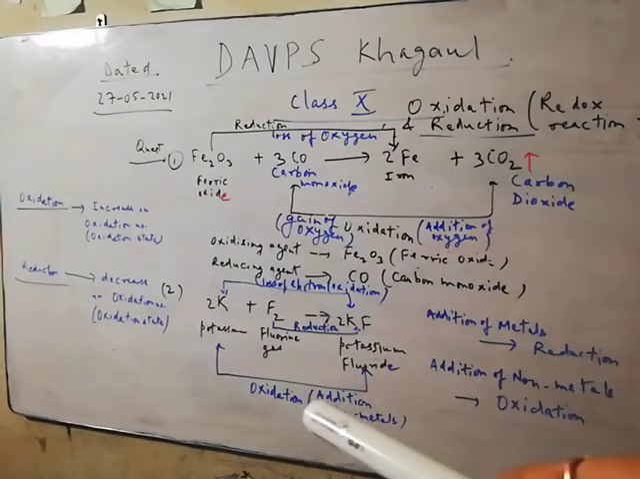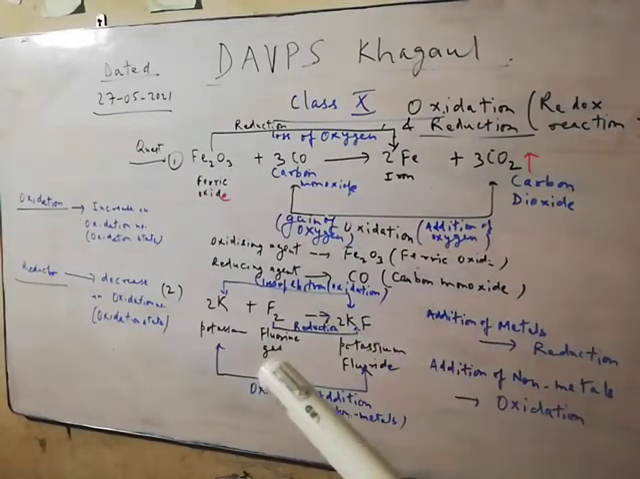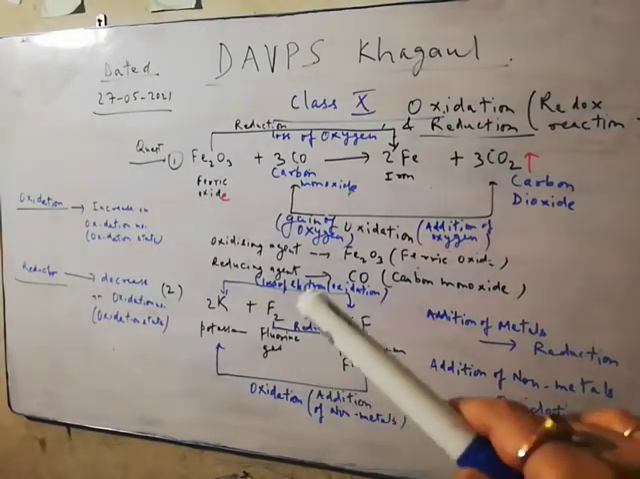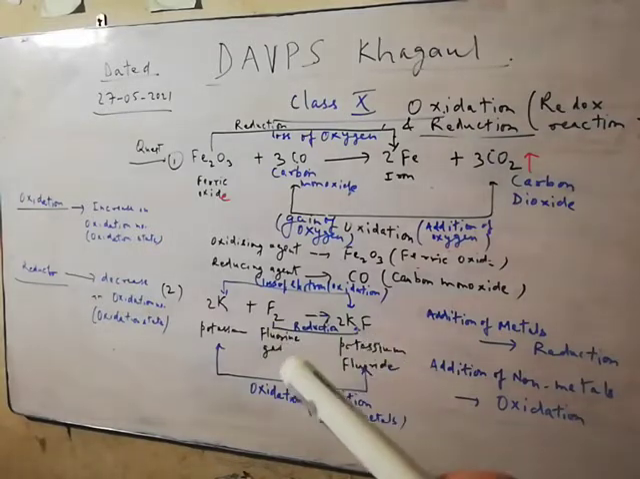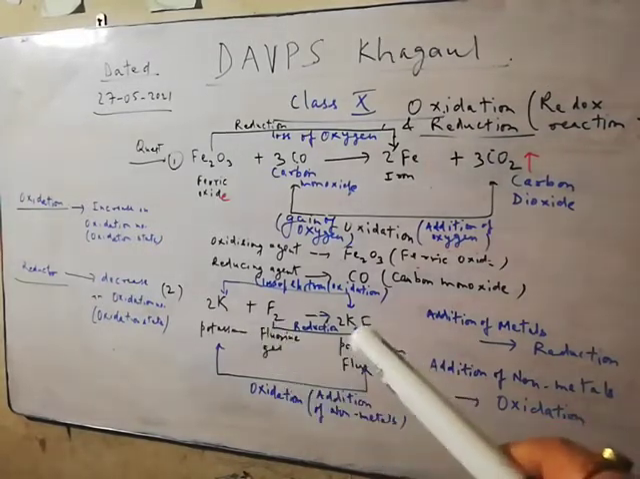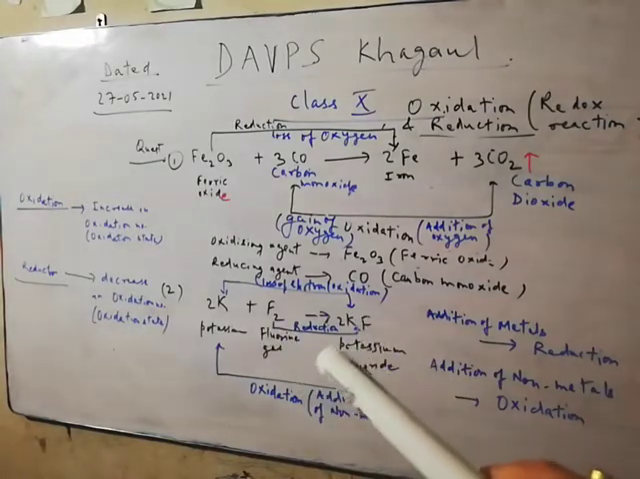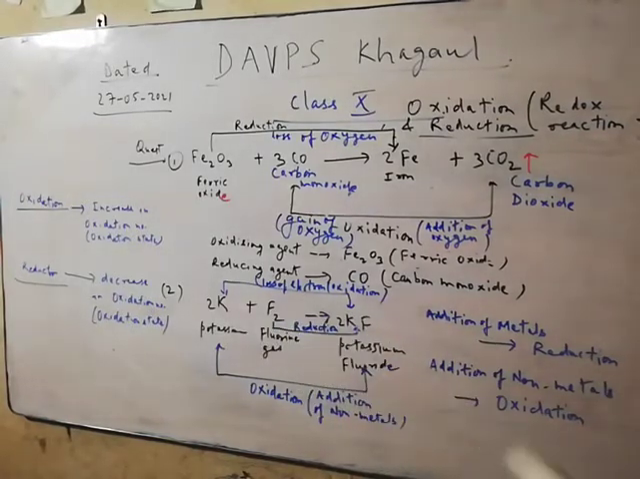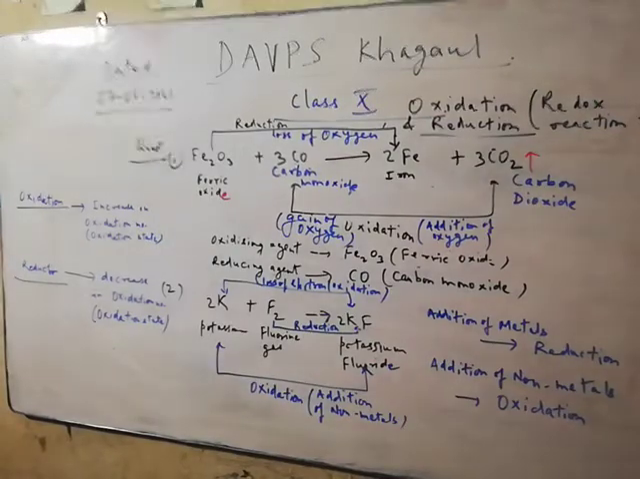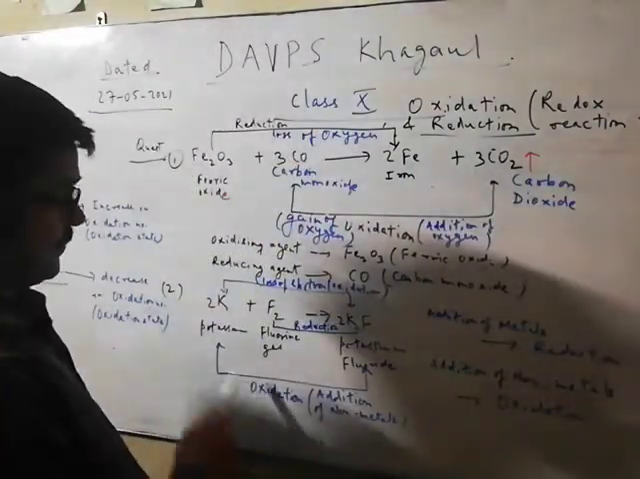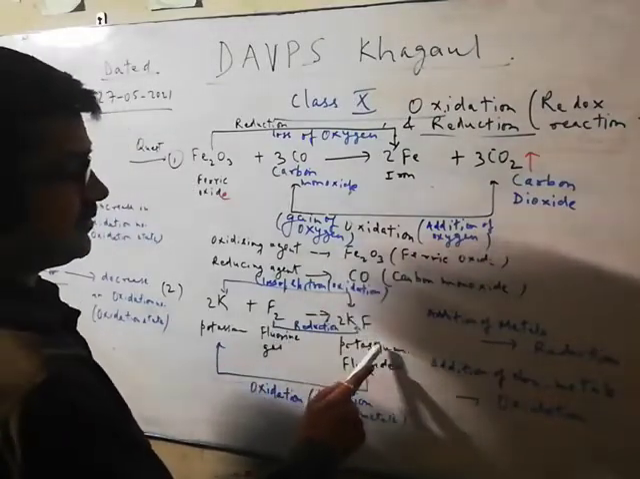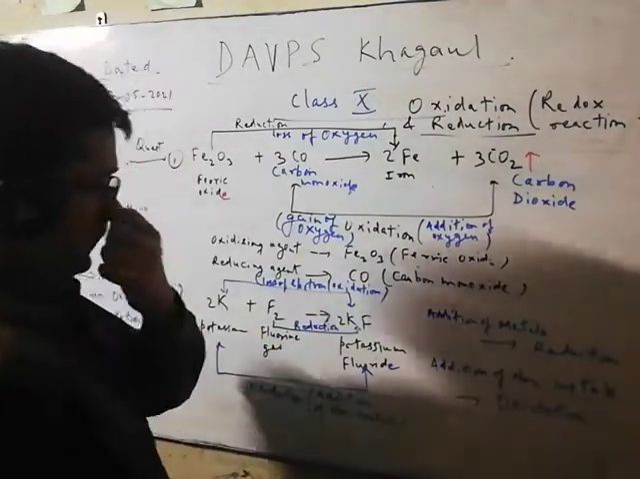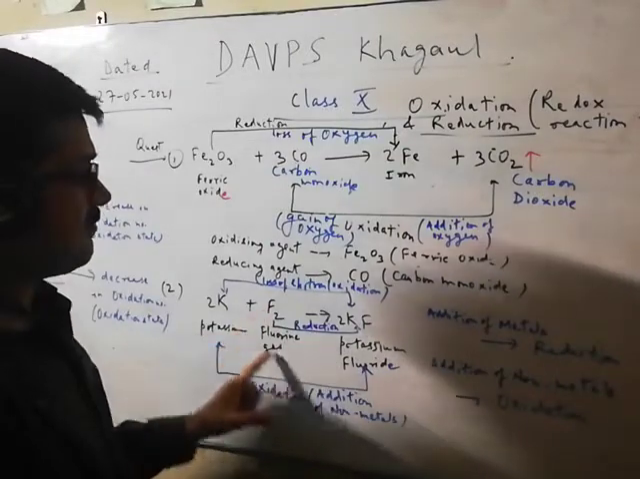Now if there is oxidation, where is the reduction? Think about fluorine. Fluorine goes through reduction, because there is addition of metal. Addition of metal is called reduction, not oxidation. Oxidation is addition of non-metal, and reduction is addition of metal.